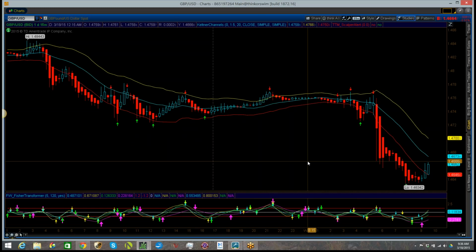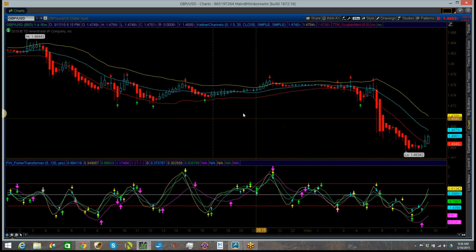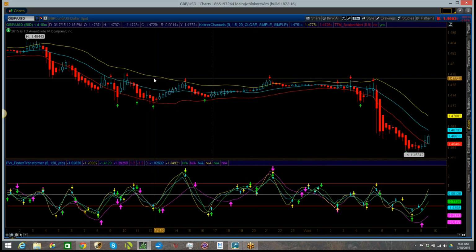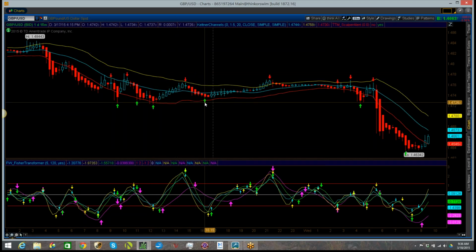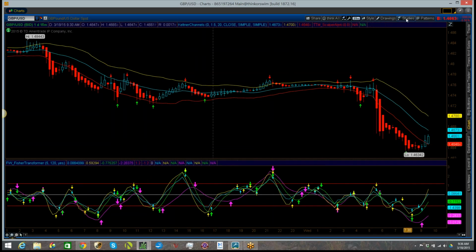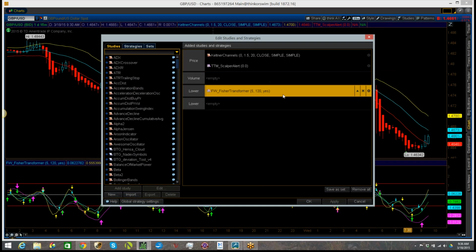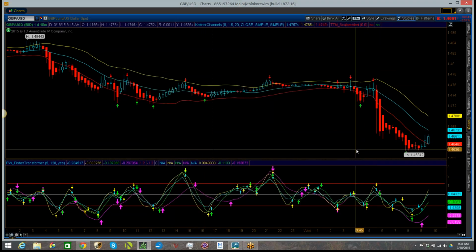So without any further ado, I'm going to jump into the pound dollar chart, and let's not get hung up on the indicators I have here, but I will explain what they are. They're standard indicators. The three bands are the Keltner channels. These arrows going up and down are nothing more than a TTM scalper alert, and this is the FW Fisher transformer. Let me show you my settings real quick. I'll go into edit. You have the Keltner channel, no modification, scalper alert, no modification, Fisher transformer, no modification, and that's the set. Very simple.